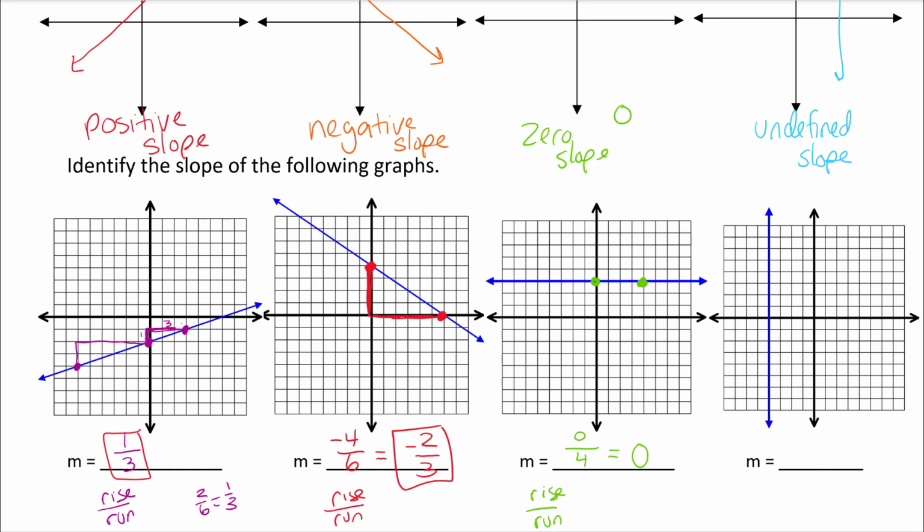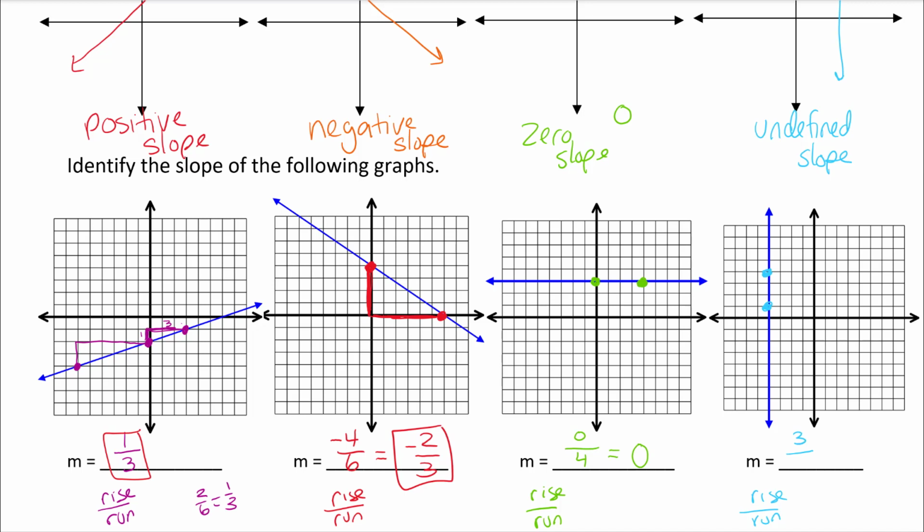And the next one, pick 2 points. Again, there's a lot of points I can pick from. I'll pick this one and this one. Okay, so I'm talking rise over run. How far did I rise to get from one blue point to the next? Well, looks like I rose 1, 2, 3.